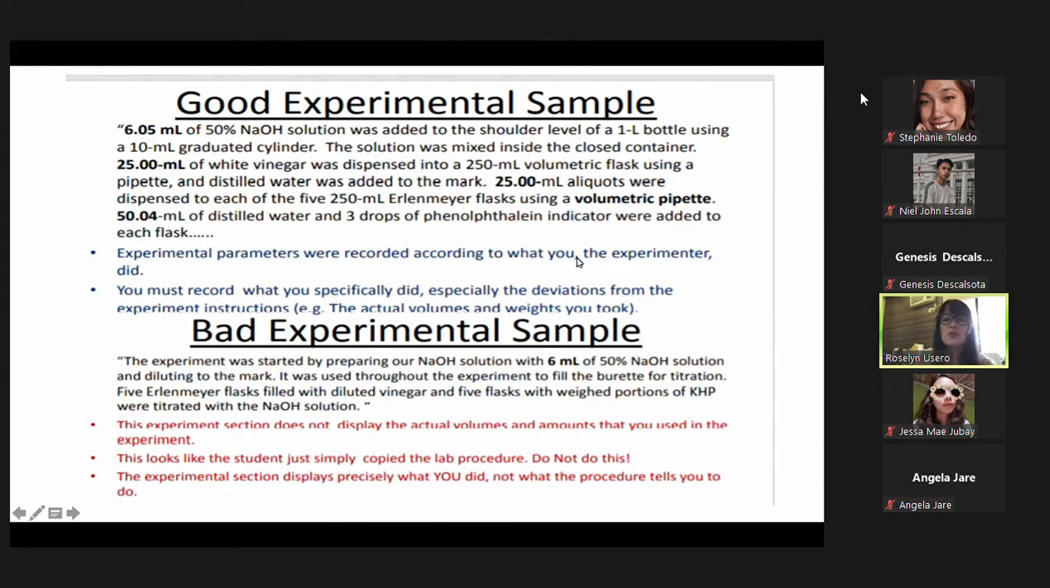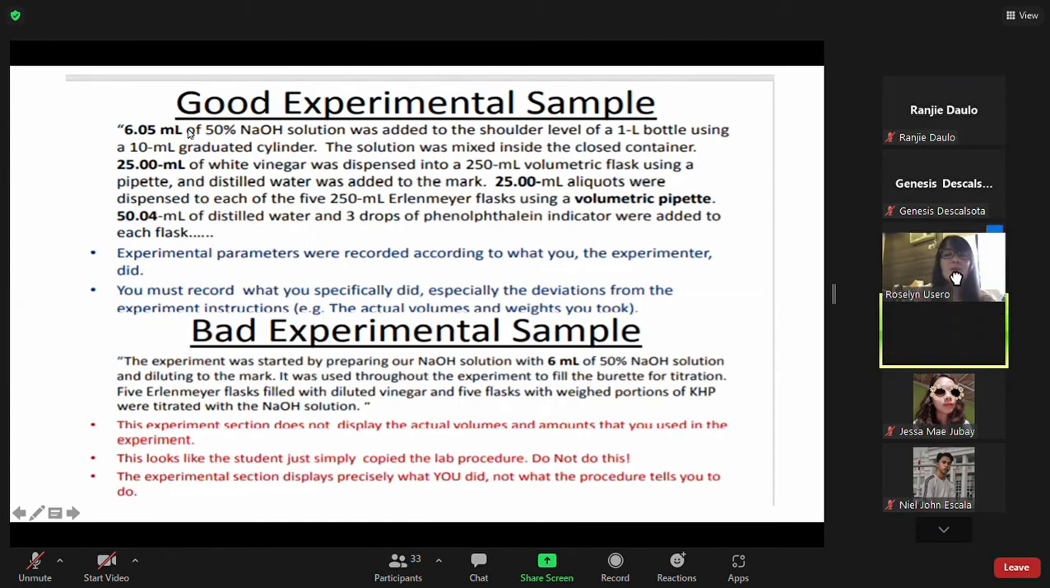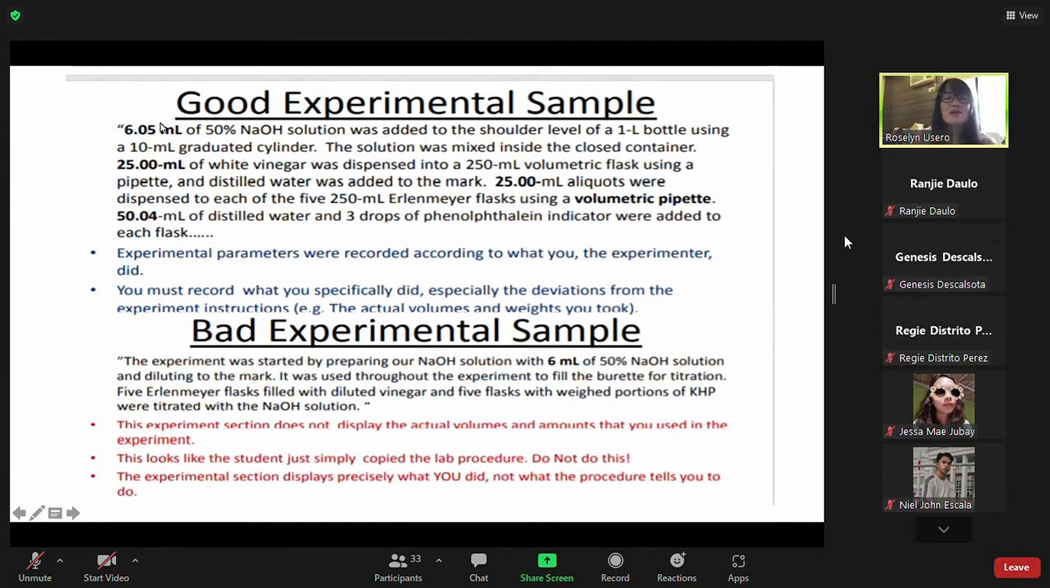to what you did, no? So again, refrain here from using first person. So we have here 6.05 ml. Pero sa thesis, balag yun na suggest nila nga do not start your statement with numbers. Sa thesis na siya. Okay. Next.